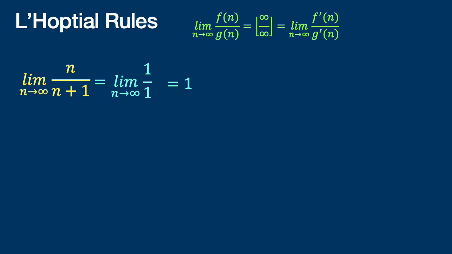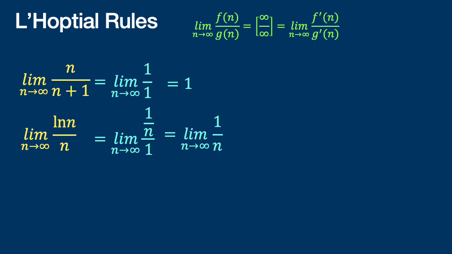So let's have another example, guys. Look at this. The limit as n approaches infinity of ln n over n. We already know ln n is going to infinity and n is going to infinity. So this is infinity over infinity. We can apply L'Hopital's rule. The derivative of ln n is 1 over n. The derivative of n is going to be 1. This one is n approaching infinity, 1 over n, we know that. That's going to be 0, guys.